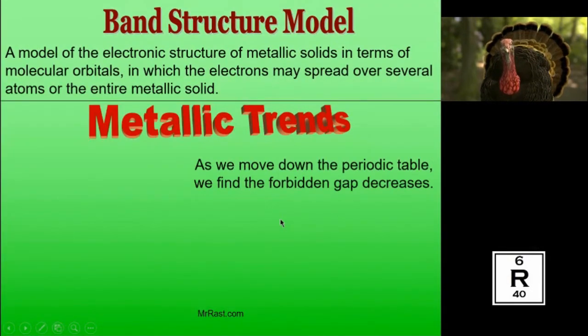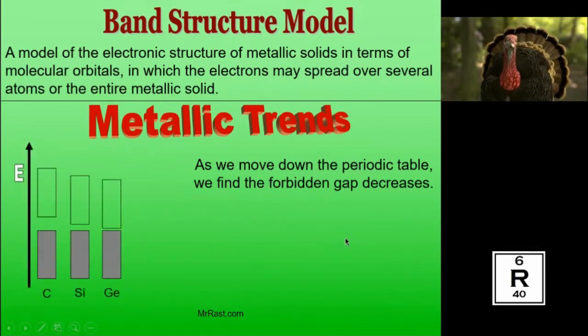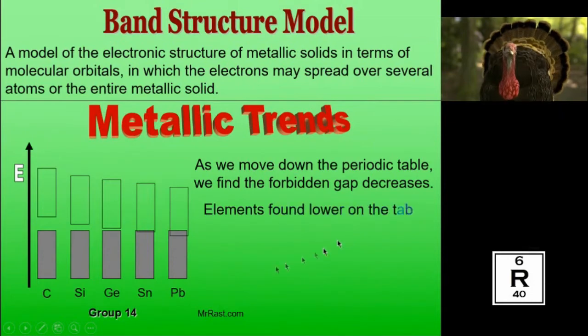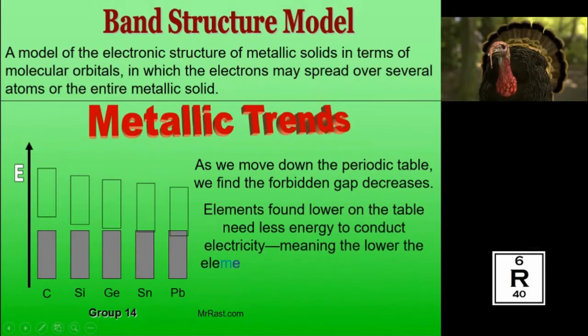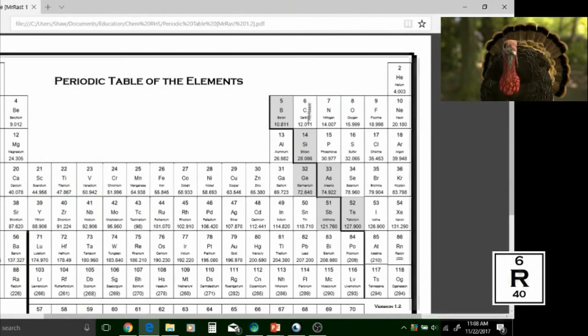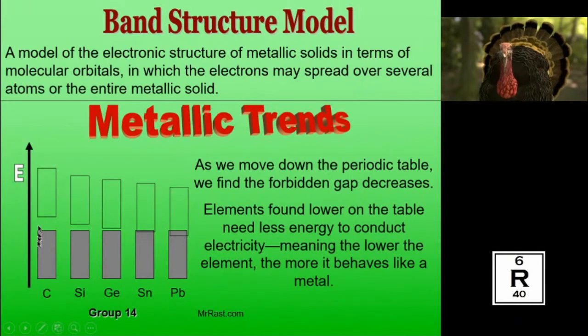So let's take a look at a trend on the periodic table. As we move down the periodic table, we find that the forbidden gap decreases. If you take a look at group 14 on your periodic table, which starts at carbon, we see that carbon is a nonmetal, silicon and germanium are semiconductors, and then tin and lead are metals. So using the band structure model, carbon is a nonmetal because it's got a large forbidden gap. Silicon is a metalloid or a semiconductor, and it would be represented with a gap that is closer together.